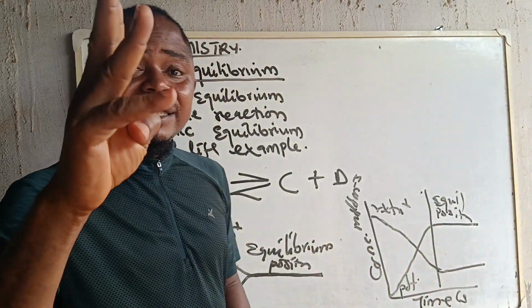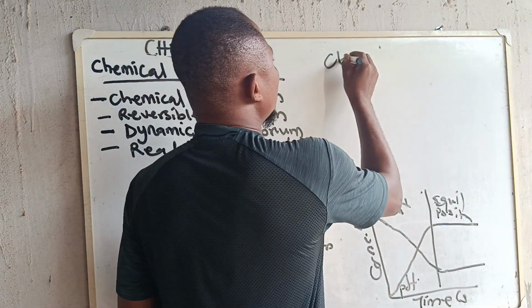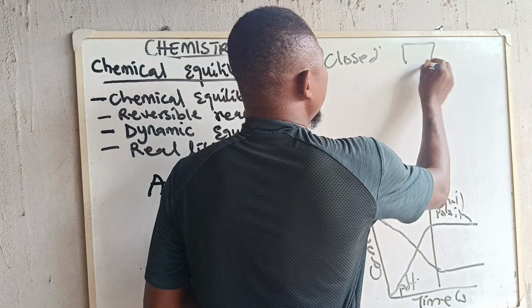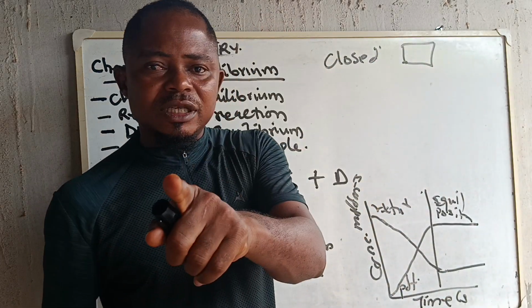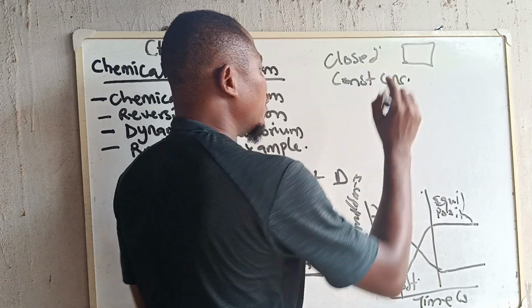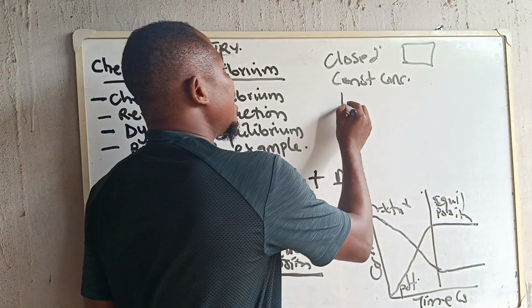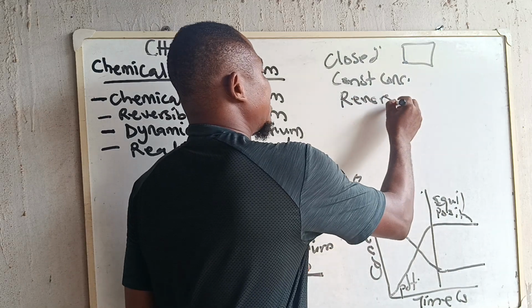All right, now key things you must know when a system is in equilibrium. One, the system must be closed. That means nothing is coming in and nothing is going out. It must be of constant concentration. For it to remain in equilibrium, it must be of constant concentration. And lastly, it must be reversible.